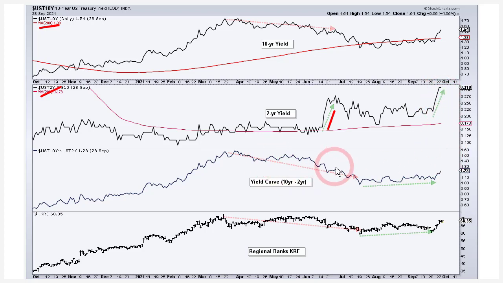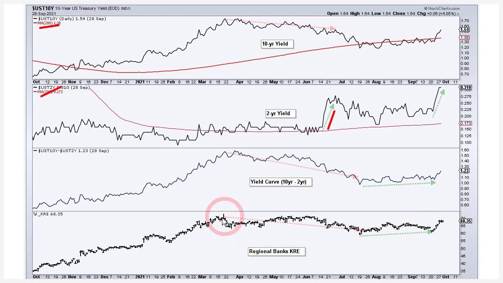And there we can see the yield curve. So it flattened out a bit, and now it is turning up, and the yield curve is widening a little bit. And that seems to be positive for regional banks. First of all, the regional banks seem to like the rise in the 10-year yield. And second of all, they like the rise or the widening yield curve.